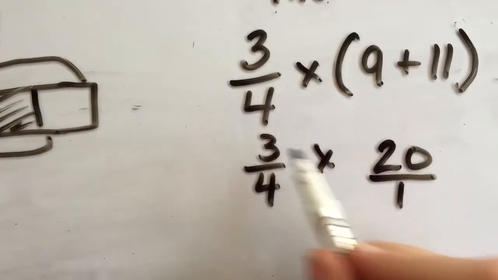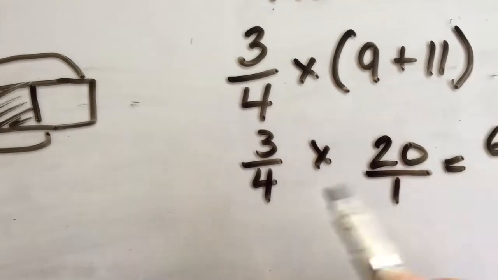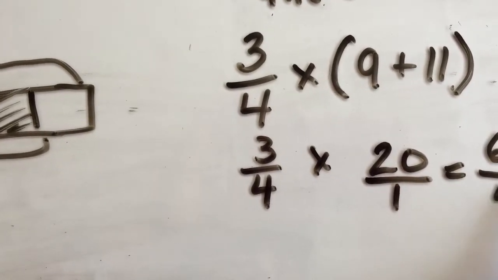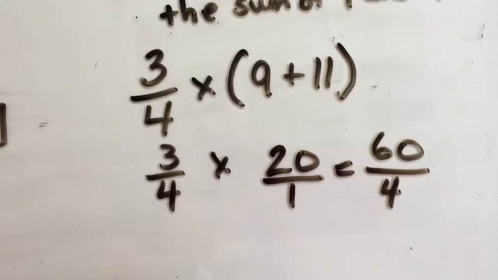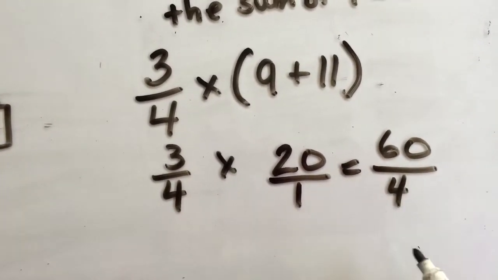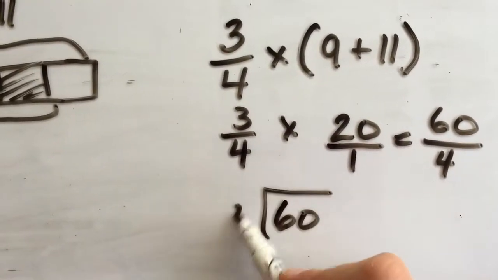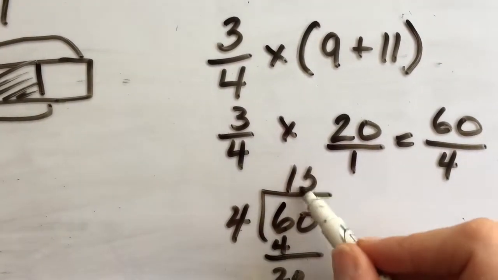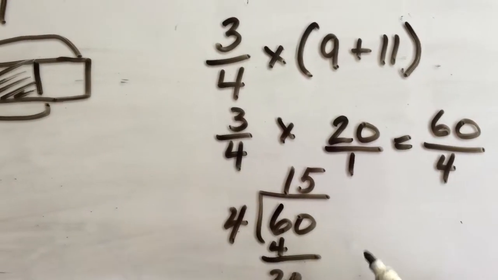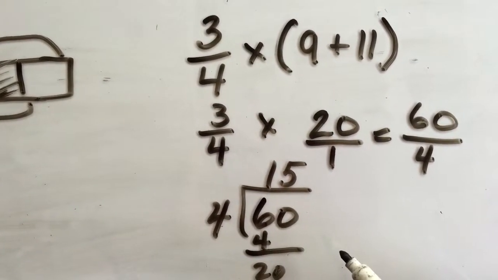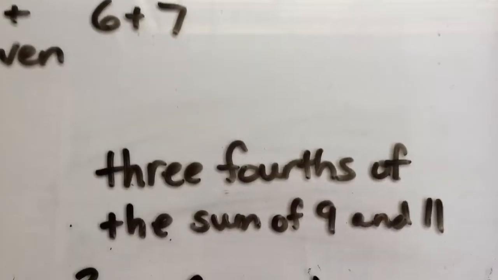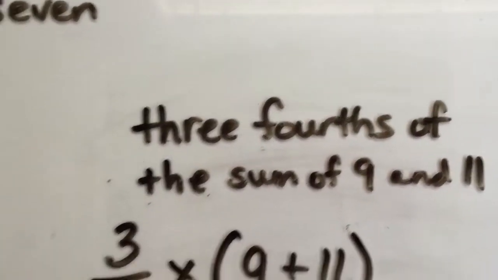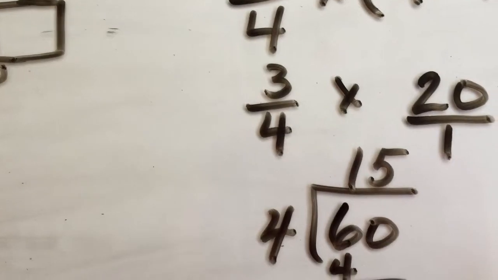Pop 20 over 1, multiply across. Some of you know how to do this the quicker way, and if you can, that's great. I'm just going to do it this way for now. I get 60 fourths. I know that means divide. I divide 60 by 4. And I get a nice even 15. So 3 fourths of the sum of 9 and 11 is 15. Great.